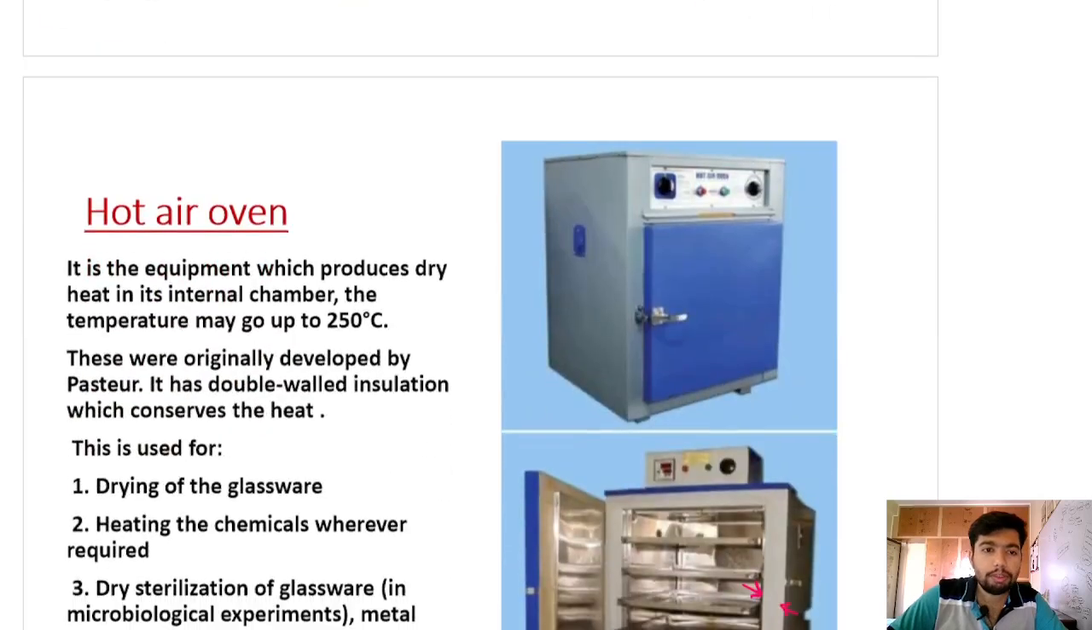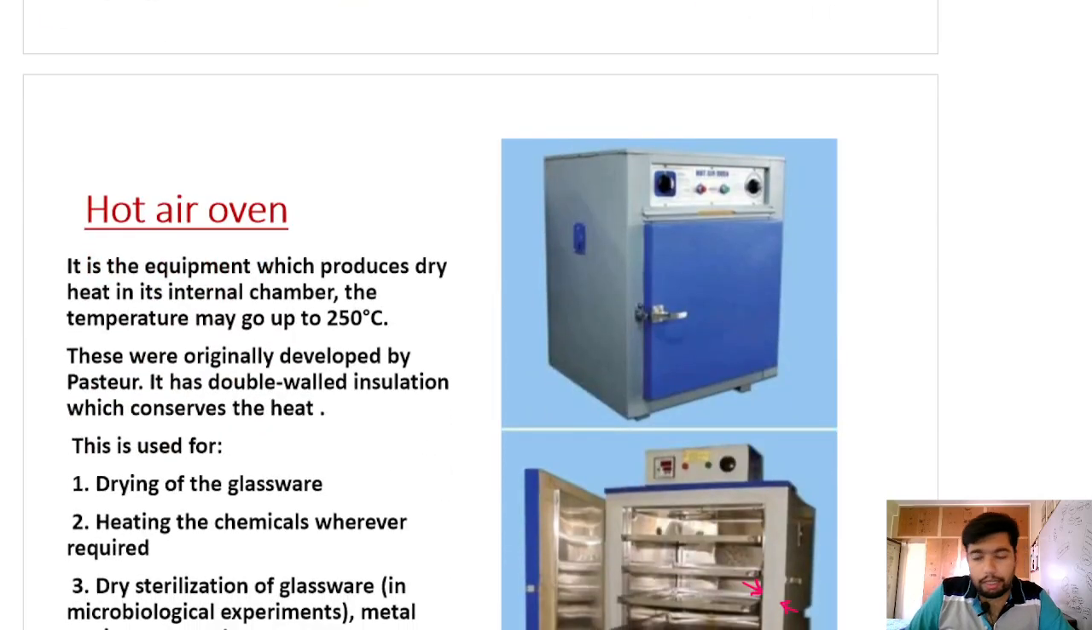Okay, you can see this hot air oven. There are two instruments which look like this. One is the hot air oven and the second one is your incubator. We'll see it in our next slide. Okay, that is the hot air oven and your incubator. So first we'll discuss the hot air oven.